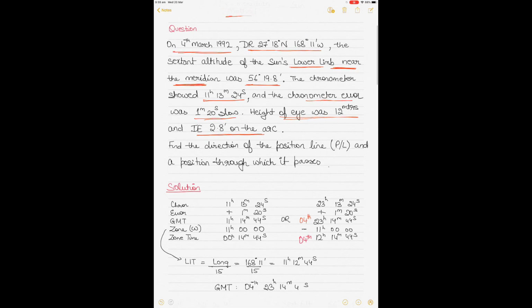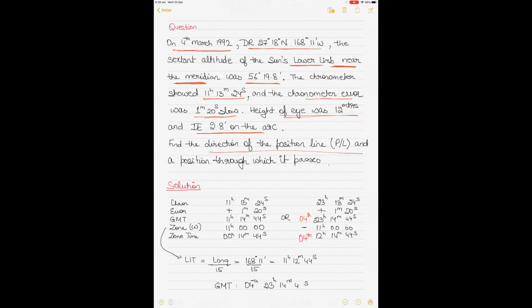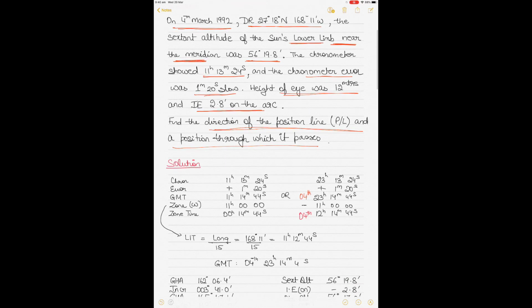All right. What you would have to find is the direction of the position line or the PL and a position through which it passes. So when we say position, we basically mean the observed latitude that you will calculate using the Ex-meridian method and the DR long. We use the DR long because the longitude is calculated using the longitude method. So here, of course, using the Ex-meridian method, you will be calculating only the observed latitude. All right. So first, let me solve the ambiguity of chronometer time.